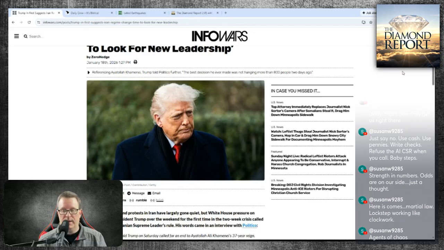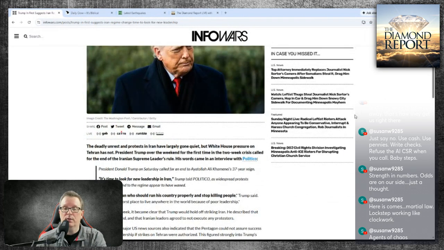But yeah, that was what they were going to do. They were going to hang a bunch of these protesters, and apparently they didn't do that, although I don't know how they've confirmed that that's the case when they've shut down their internet. Iran did. It says the deadly unrest and protests in Iran have largely gone quiet, but White House pressure on Tehran has not. Trump over the weekend, for the first time in the 2-week crisis, called for the end of the Iranian supreme leader's rule.